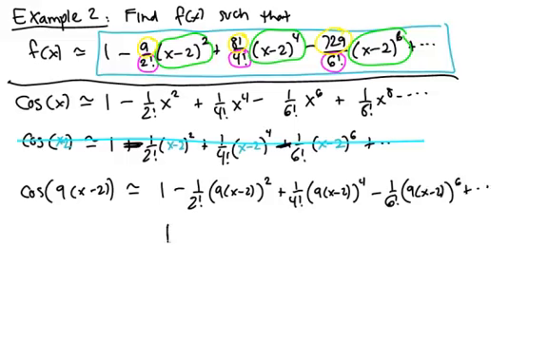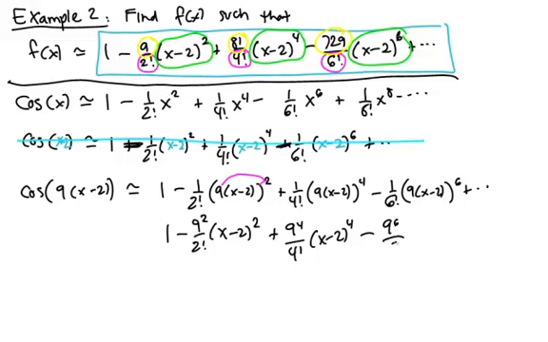And so if I do that, that would be 1 minus, let's see, 9 over 2 factorial. Oh no, it will be 9 squared times x minus 2 squared. And then the next piece would be 9 to the 4th, x minus 2 to the 4th, sorry. And then, let's see, 9 to the 6th, x minus 2 to the 6th.